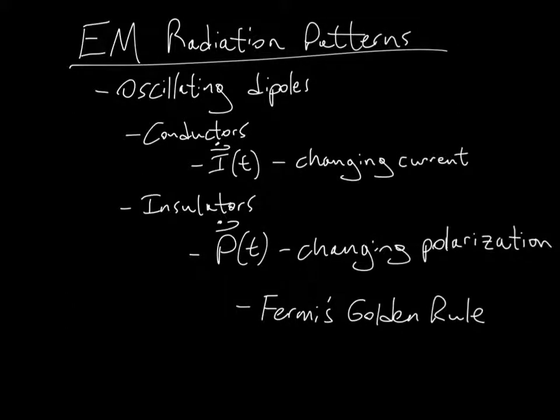I'm going to give a quick overview of radiation patterns from oscillating dipoles manifested in conductors as changing currents in time, and in insulators as changing polarization in time. And in insulators, Fermi's golden rule applies, but I'll talk about that in a separate video. Also, I'll be using phasors because it's easier to do math in the Fourier space using frequency components.